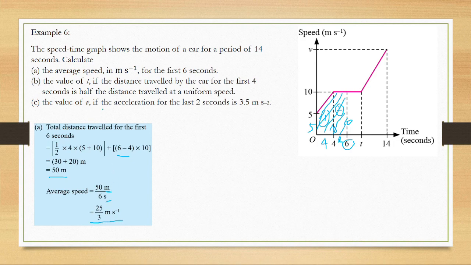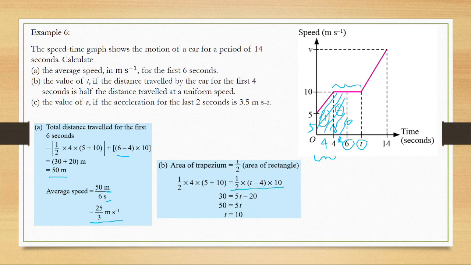Find the value of t if the distance traveled by the car for the first 4 seconds is half the distance traveled at a uniform speed. So the value of t is right here. If the distance traveled for the first 4 seconds, this is the first 4 seconds, okay, and then it is equal to half of the distance traveled at the uniform speed. So where is the uniform speed? This part is the uniform speed, right? Therefore, you have to make an equation over here, which is the distance traveled, 1 over 2 times 4 times 5 plus 10 is equal to half, t minus 4 times 10. Okay, this part here is t minus 4. Therefore, you simplify everything and you will get t is equal to 10.